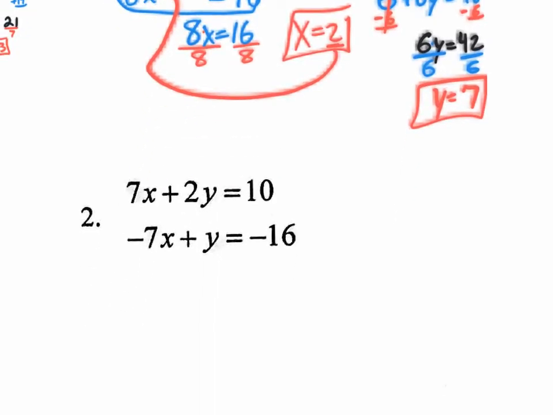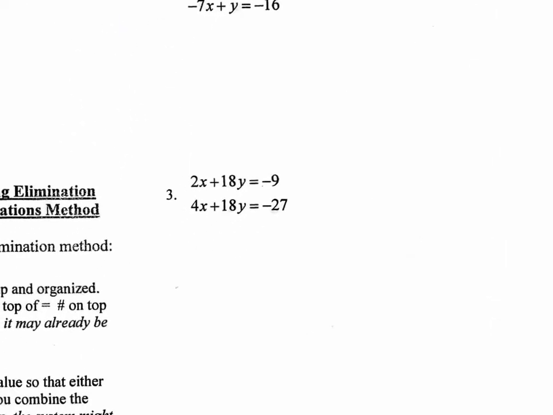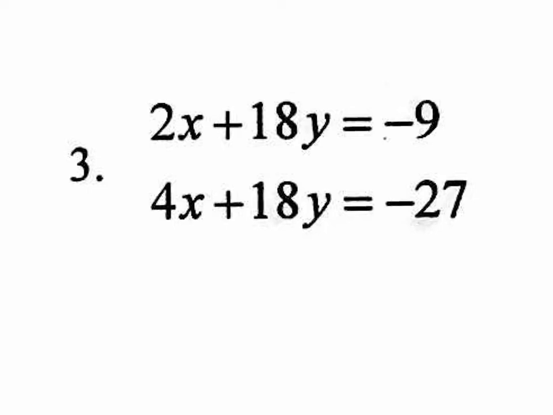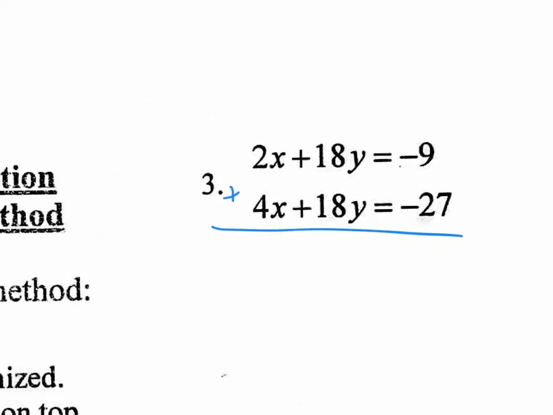What do I mean by that? See this one down here? It's not ready to combine the lines. I cannot go plus right here and just combine the lines. Why not? Because 2 plus 4 is 6x. 18y plus 18y, that's 36y's. And you still end up with an equation with 2 variables. The only reason why you should combine the lines is to get a variable to cancel. So sometimes you're going to have to modify one or both equations to get something to cancel.